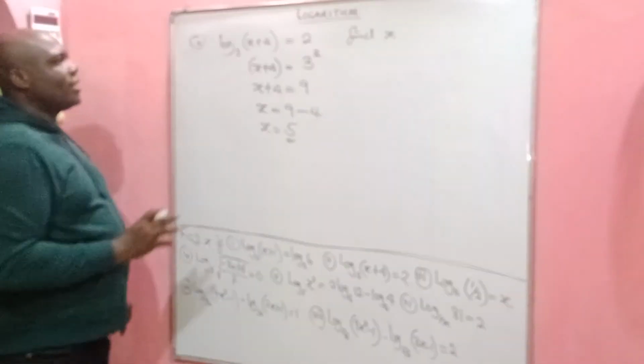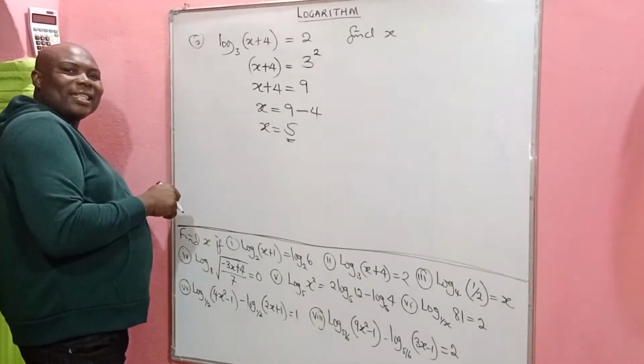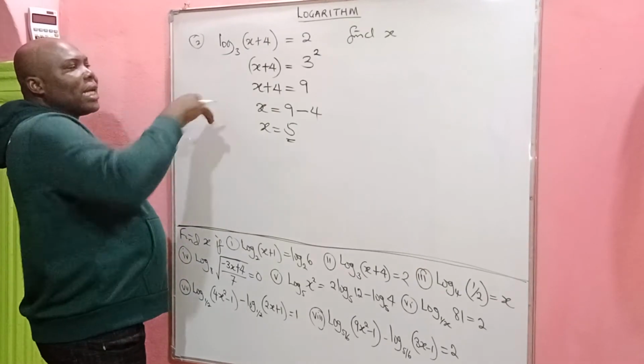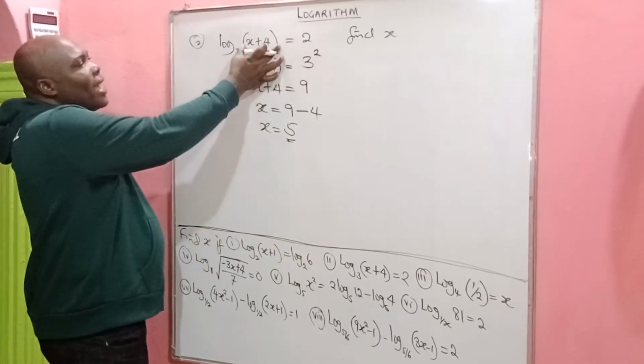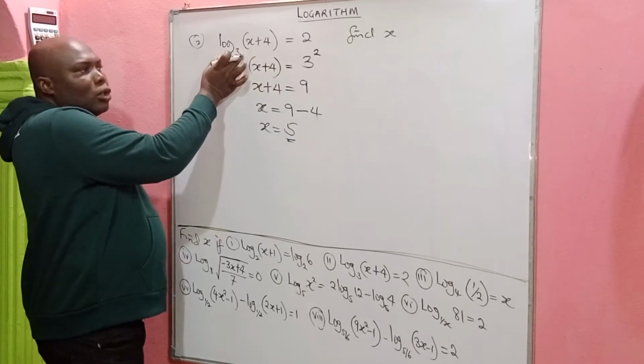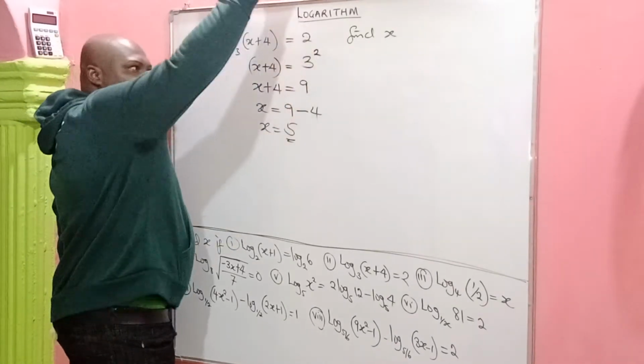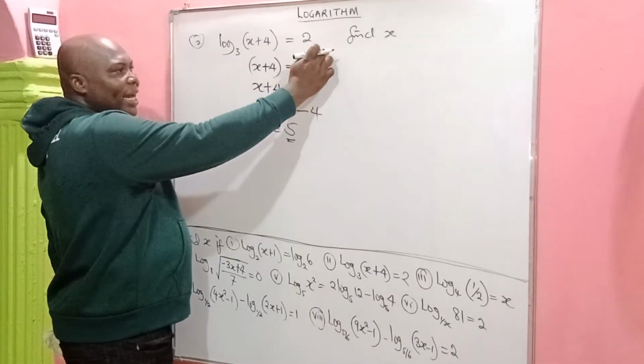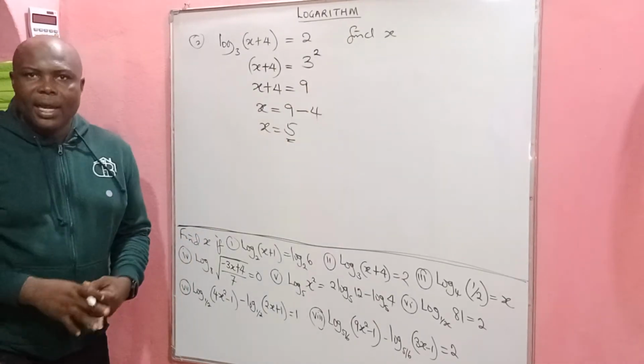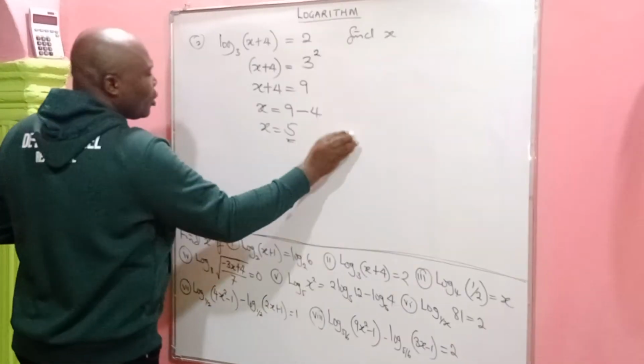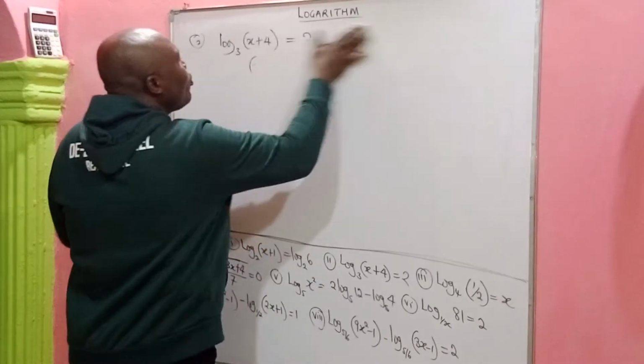Very simple. So in this situation, we apply the last one that tells us how to make the subject of formula. So we make x plus 4 the subject of formula. Log to base 3 crosses to be the 3, and the 2 here climbs up as a power. So 3 squared is 9, and it's easy to find the value of x. Alright, so we take the third one without waste of time.